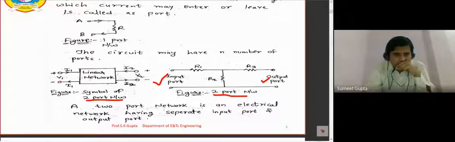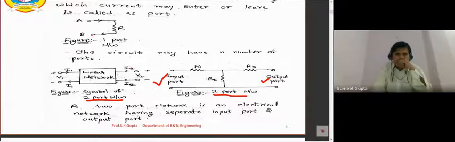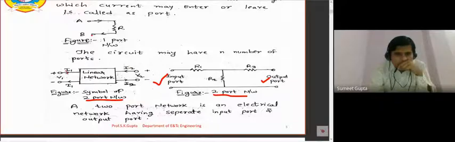You can see here at the input side we have voltage V1 and current I1, and at the output port we have output voltage and output current. One more important thing: the current direction is always towards the network, from the input port and from the output port also. I1 is entering, I2 is also entering. This is the convention for the two-port network. Very important.